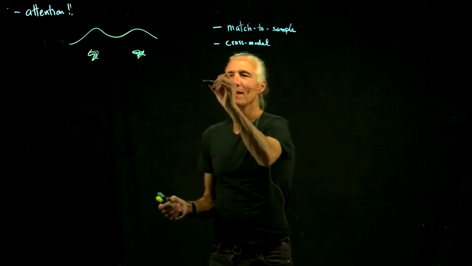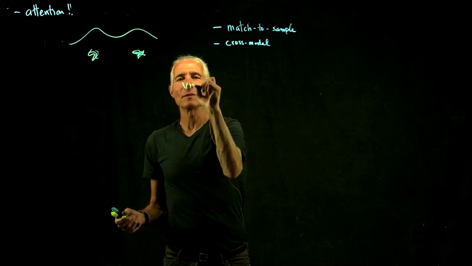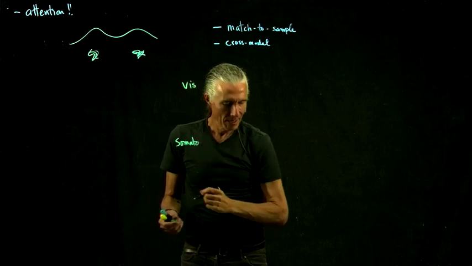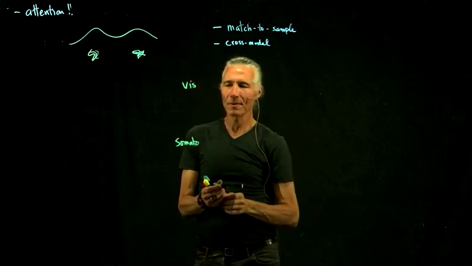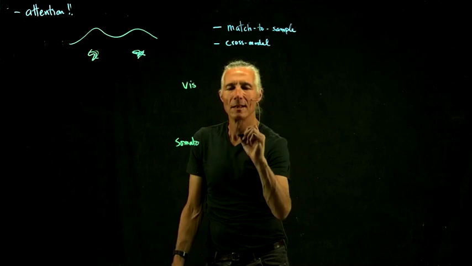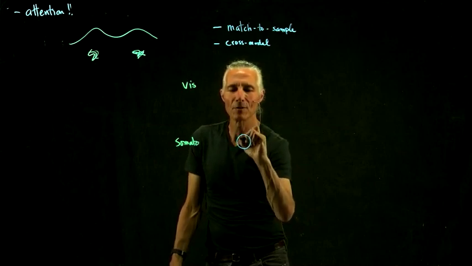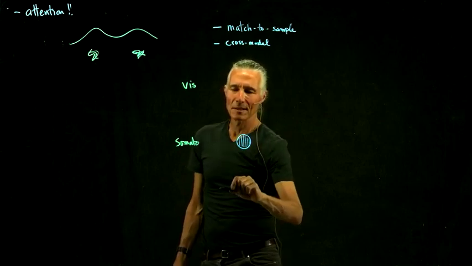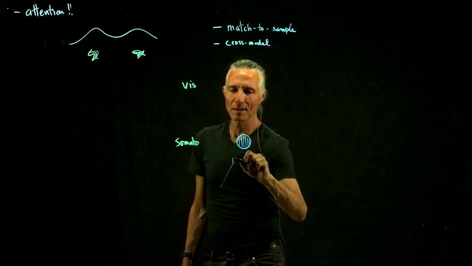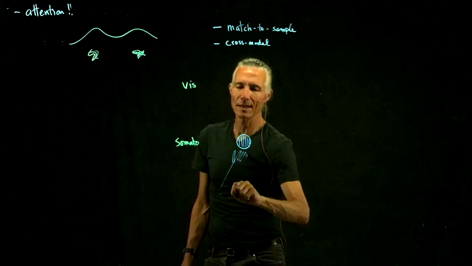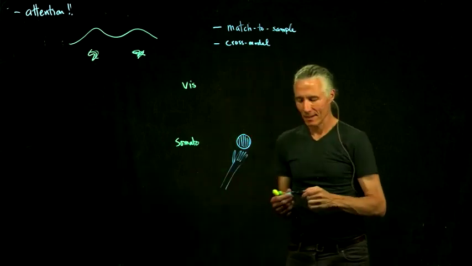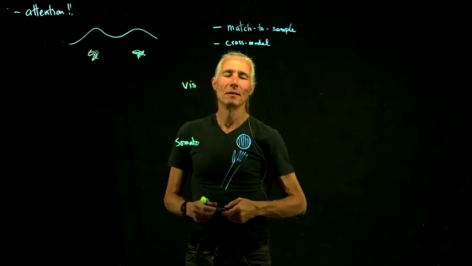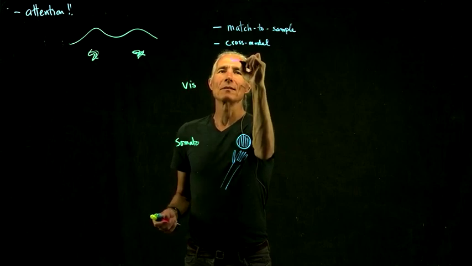So basically, there was a visual stimulus and a somatosensory stimulus. The somatosensory stimulus was like a little plate with grooves on it. And the animal couldn't see it, it just touched it. So here's the animal just touching that somatosensory stimulus. And that somatosensory stimulus was the sample. So, match to sample. So here's the sample.